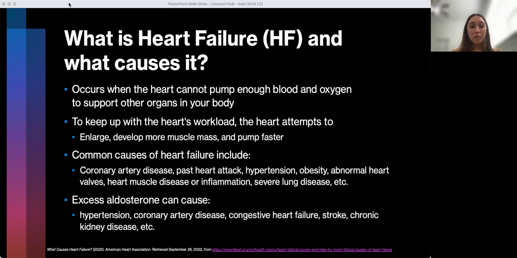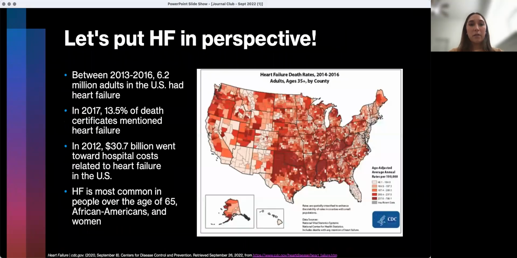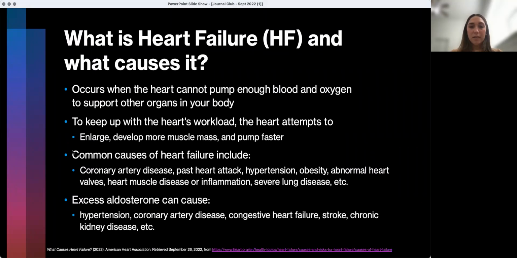Aldosterone is a steroid hormone that's secreted by the adrenal glands. That's above your kidney, and it regulates salt and water in the body, and thus it has an effect on blood pressure. And as I stated above, blood pressure plays a huge role in heart failure. So next slide.